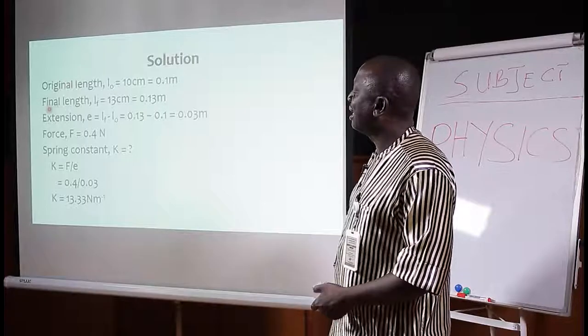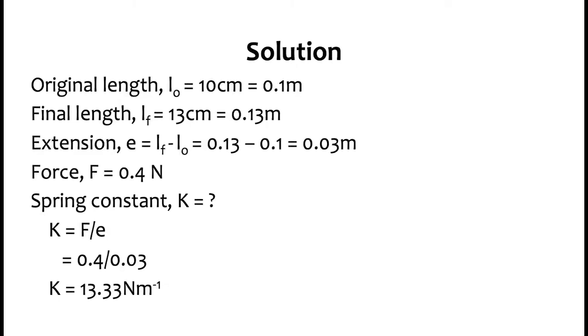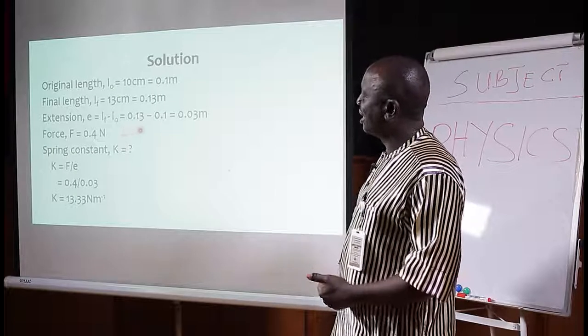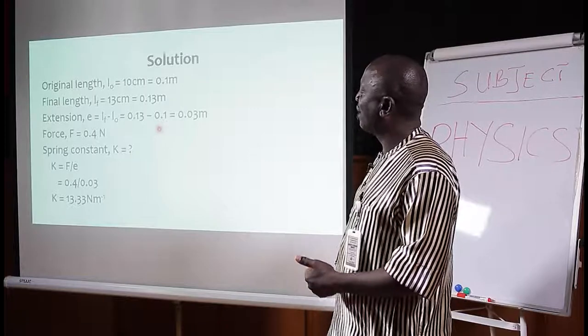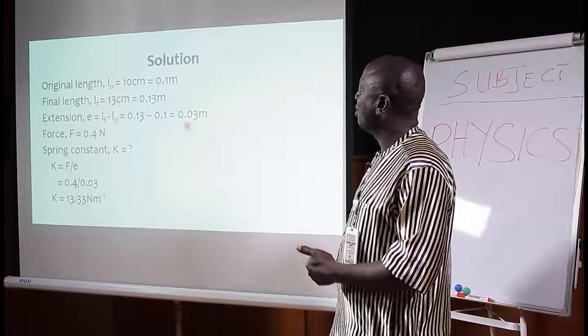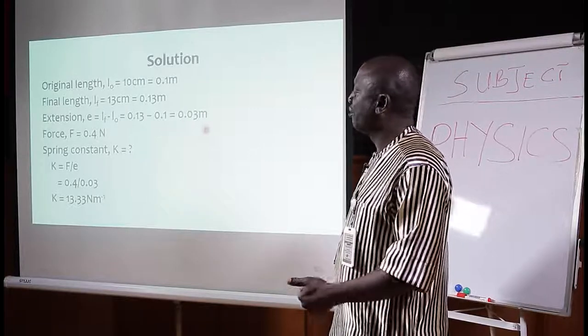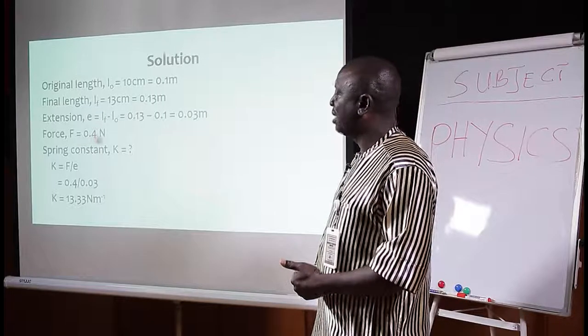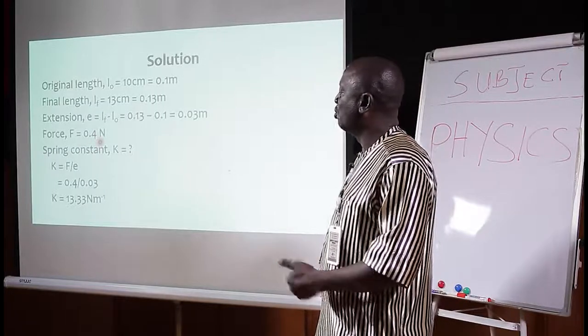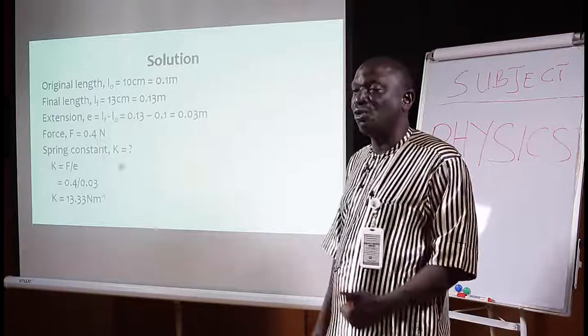Final length LF is equal to 13 centimeter. Converting to meter, we will have 0.13 meter. Now, extension E is equal to final length minus initial length, which is 0.13 minus 0.1. That gives us 0.03 meter. Our force F is 0.4 Newton. Spring constant K is unknown.